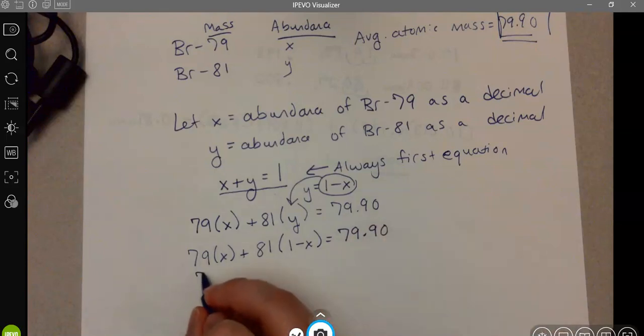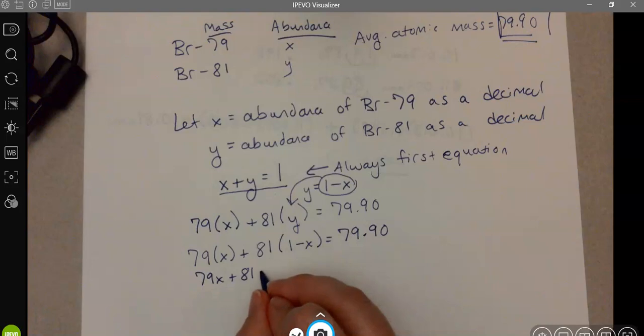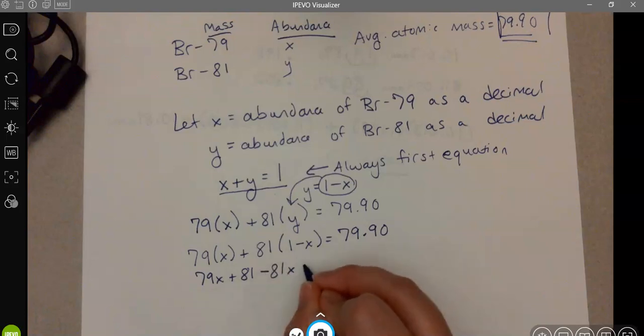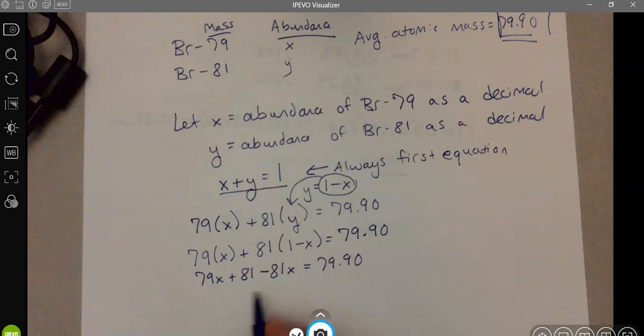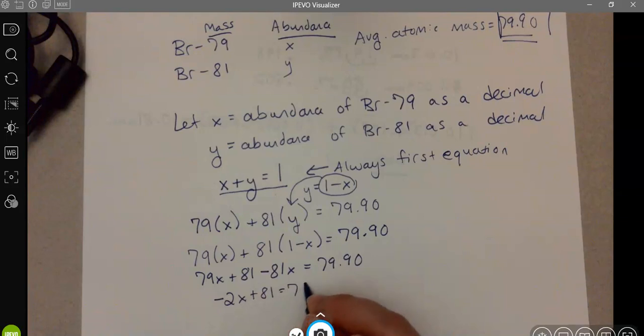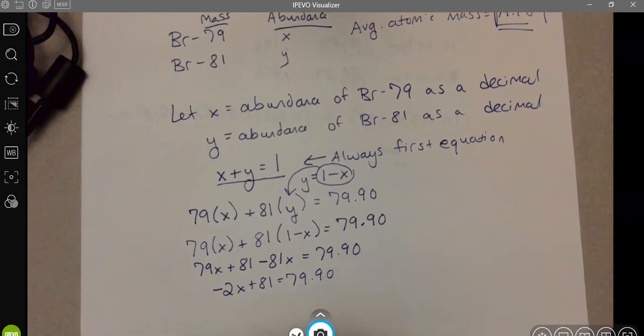Next, I distribute. Remember, the 81 is multiplied by the 1 and the negative x. Next, I collect my terms. And you don't have to show every single one of these steps. Like you could have collected the 81 and the 79.90 in one step. I'm just trying to make sure that I break it down as much as possible for you.